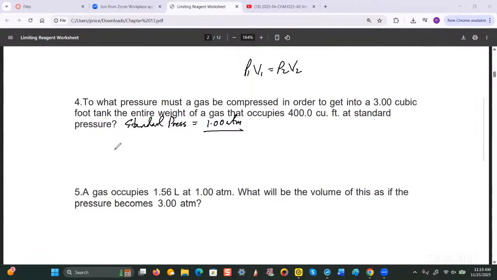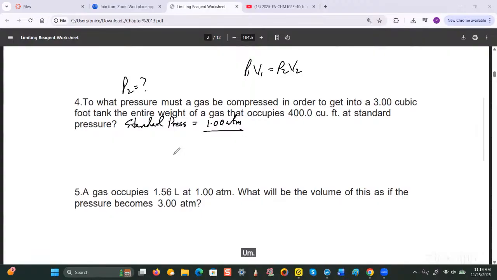What's the question asking for? Let me ask you that first. You sure about that? It says, to what pressure must a gas be compressed? So that's not P1, that would be the new pressure after compression, right? So this is P2, actually, what the question is asking for.